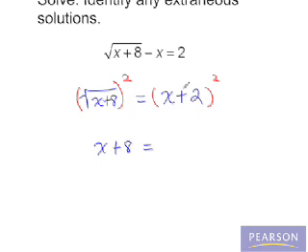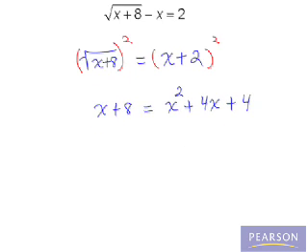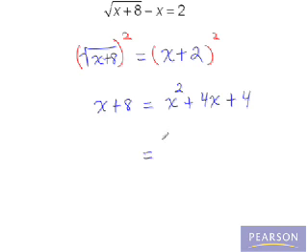On the right-hand side, we need to square a binomial. So we square x, get x squared. Multiply the two terms together, get 2x. Double that, we get positive 4x. And square the last term gives us positive 4. I see I have a quadratic equation, so we'll try by factoring first.